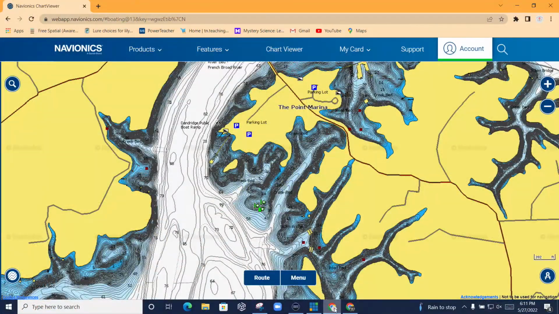As I talk about offshore, what I want you to think about is those contour lines, and mapping is huge here. As you're looking at the screen that I have, you're going to be seeing these contour lines here on Douglas.